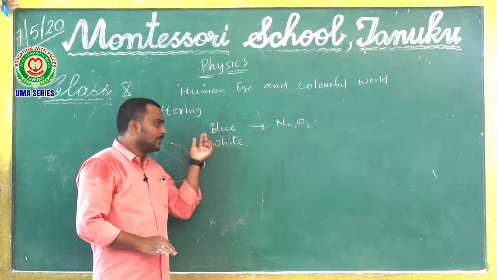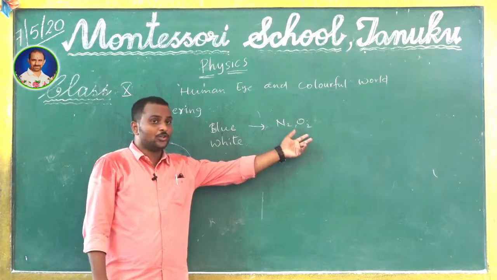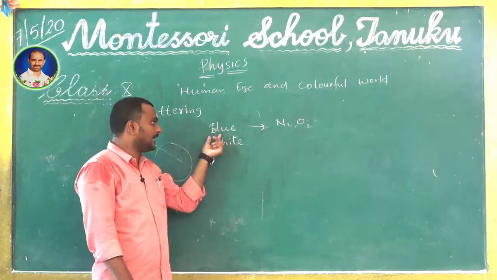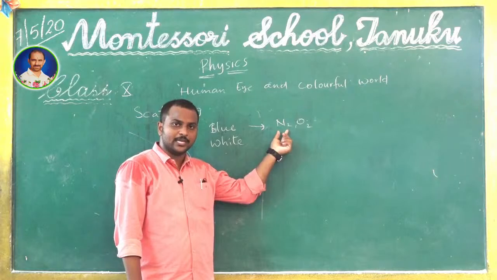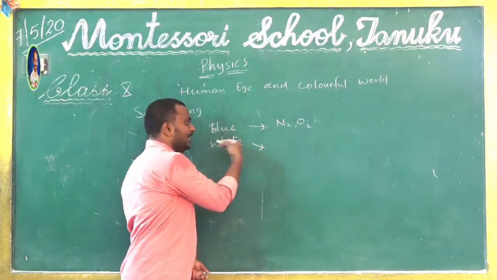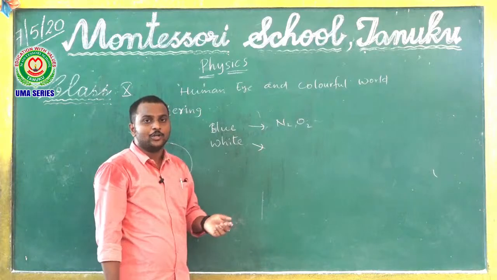Among those colors, the wavelength of the blue light matches with the size of the N2 and O2 molecules, so the blue ray gets scattered and the sky appears blue in color. And why does it appear white in color during noon times?